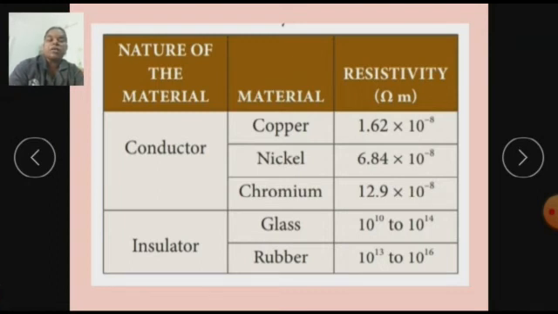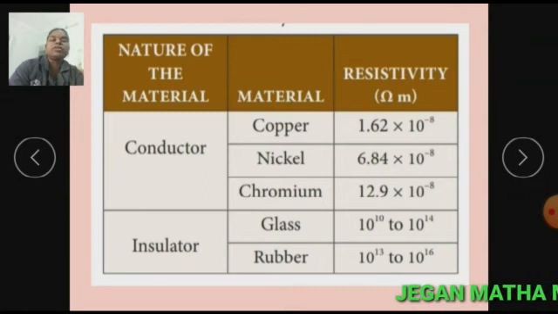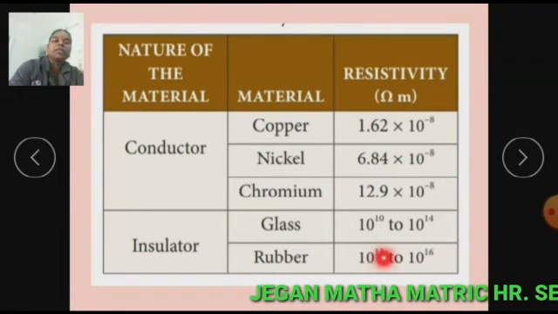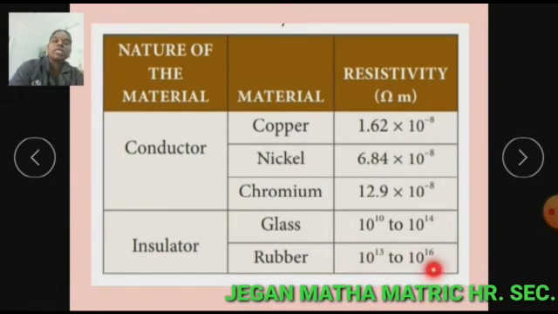The resistivity of nickel is 6.84 into 10 to the power minus 8. Chromium is a good conductor. The resistivity of chromium is 12.9 into 10 to the power minus 8. Glass is an insulator, that means non-conductor. Its resistivity is 10 to the power 10 to 10 to the power 14. Rubber is an insulator which has resistivity 10 to the power 13 to 10 to the power 16.